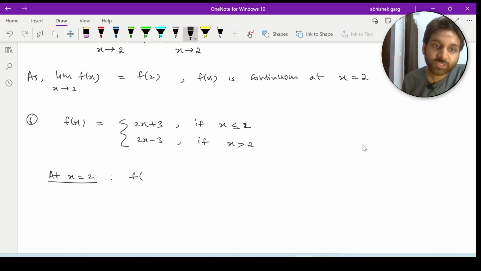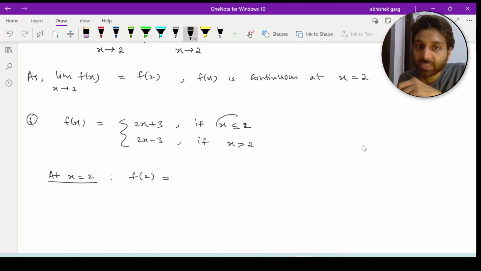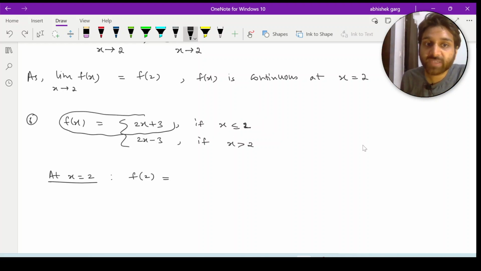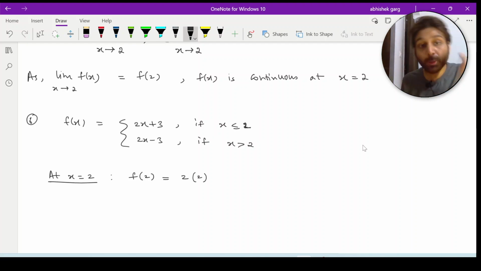Alright, so first of all we'll find out the value of f(2), the value of the function at x is equal to 2. Now since we are substituting x is equal to 2, we will be using x less than or equal to 2, because this is the one which has the equal to case in it. So which one do we use? We'll use f(x) is equal to 2x plus 3. So in 2x plus 3, we'll substitute x is equal to 2. So this is going to be 4 plus 3, which is equal to 7, right?